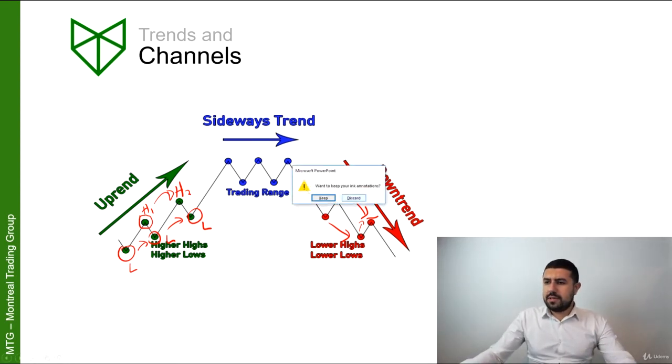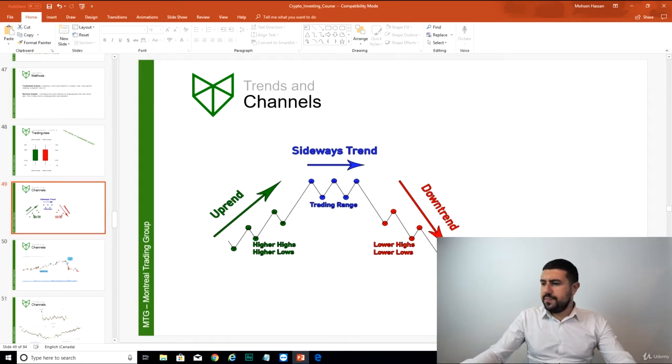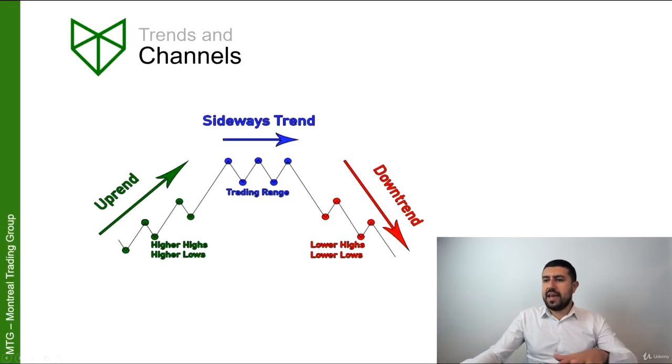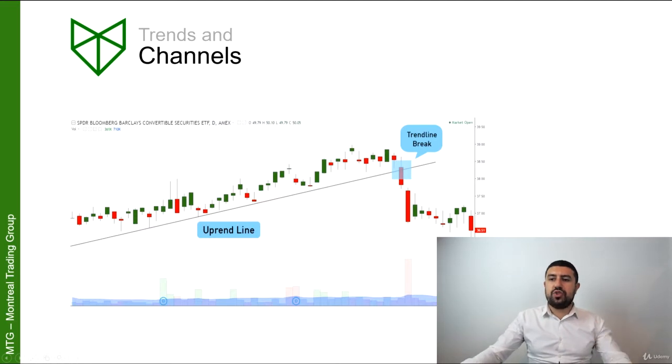Now, these are going to be trends. Now, trends, to look at them and to make them more visible, what we usually do is we draw a trend line. A trend line is basically a line that you put to really visualize the trend. Okay, and in this case, we have an uptrend line because this is an uptrend.